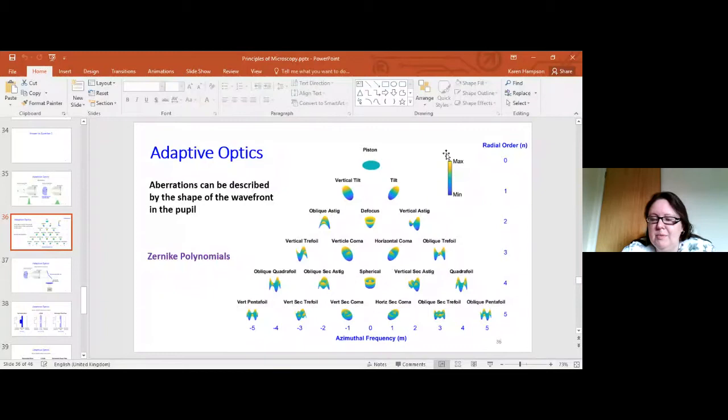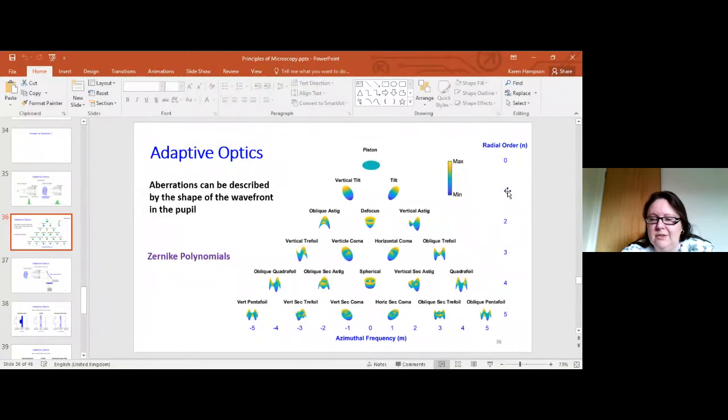Now, if we move down the diagram here, on the right we've got radial order. And here we've got a radial order of one, and we can see this is just tip and tilt. So this would be the wavefront at a different angle. So still flat, but at a different angle.